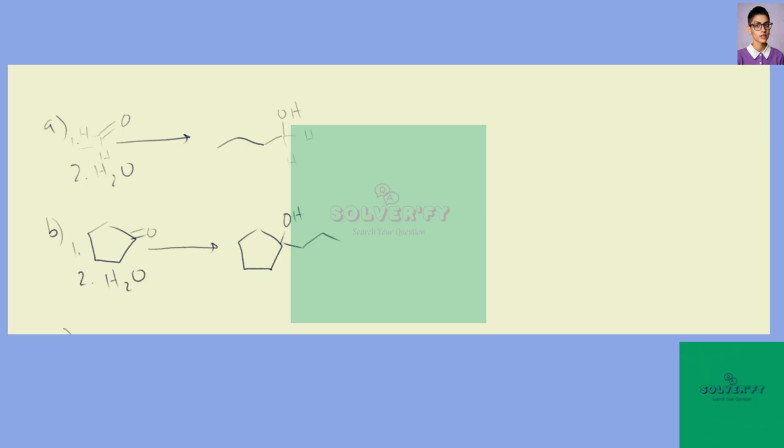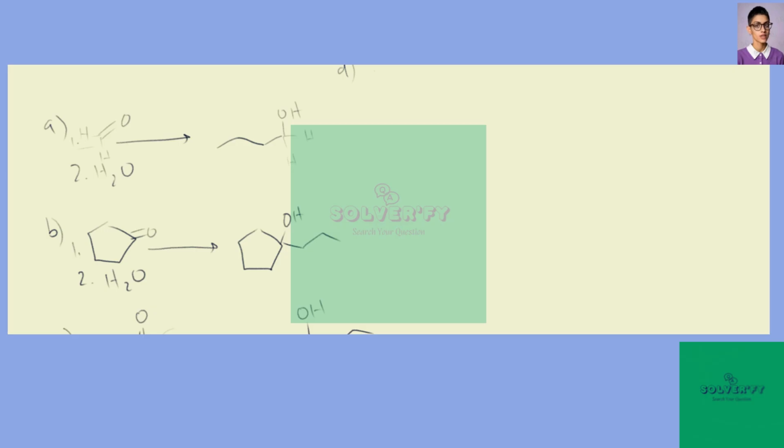For C, we now have this acyl chloride. And of course, your Grignard can actually attack twice, once to kick off the chloride, and then a second time to attack the ketone. So now we're going to have this alcohol with two of these propyl groups attached.